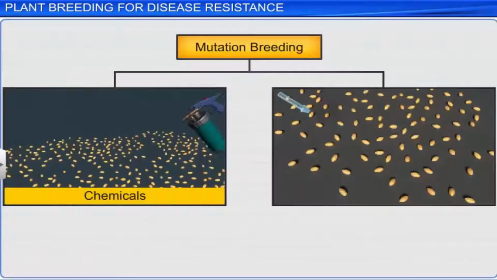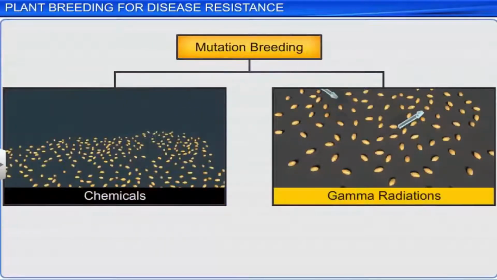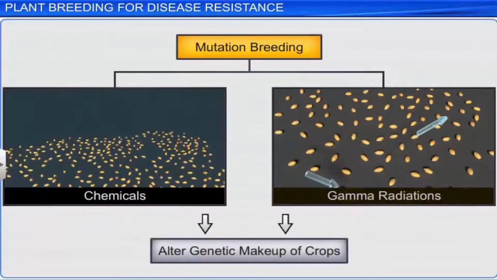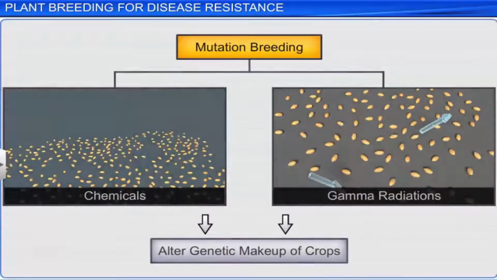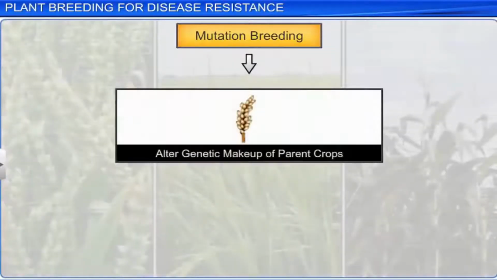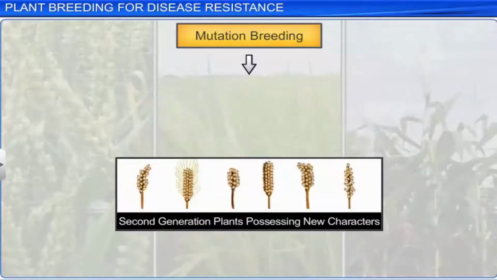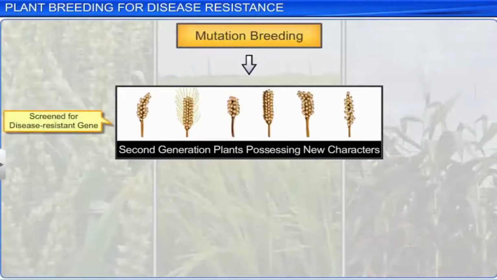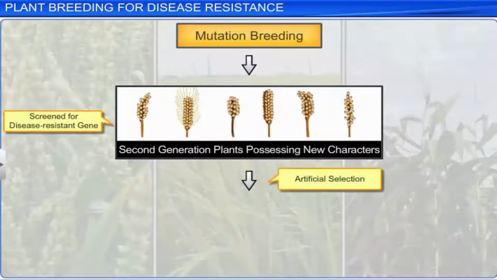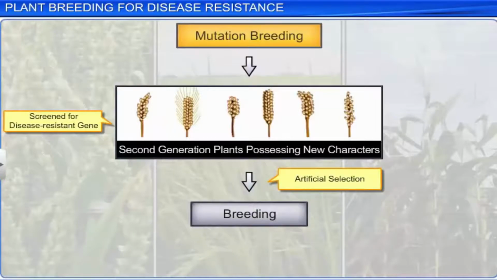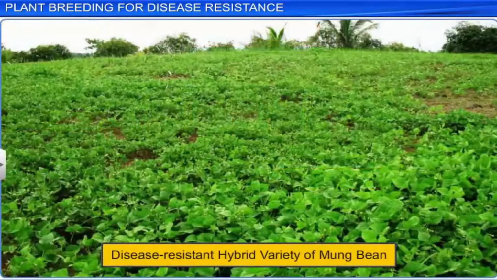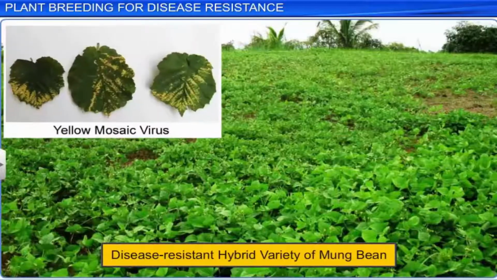Mutation breeding involves the use of chemicals or gamma radiations to induce alterations in the genetic makeup of crops. The second generation of mutation-induced crops possess new characters that are absent in their parents. These plants are screened for disease-resistant genes and then artificially picked for breeding. An example of mutant breeding is seen in a moong bean variety that is resistant to the yellow mosaic virus and powdery mildew.